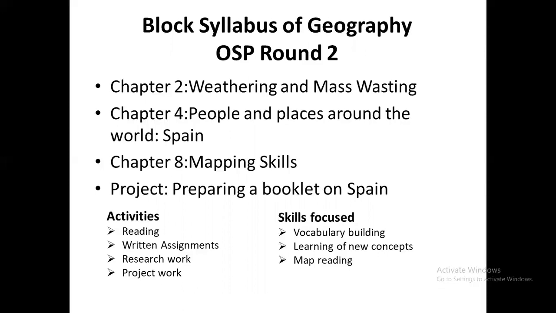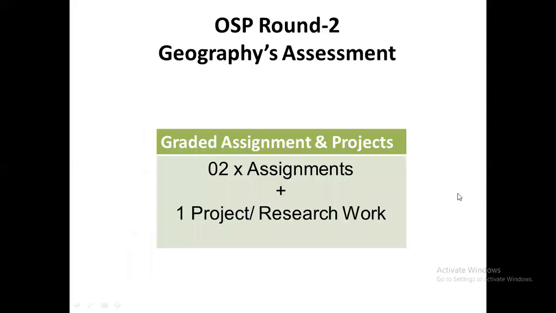You will carry out the following activities. You will be doing reading of these chapters. We will assign you written work also. You will be assigned research work and project work as well. Through these activities, we want to build your vocabulary. You will come across new and difficult words, and you will learn their meanings and their use as well. You'll be learning new geographical concepts, and you have been reading maps formally since grade 4 when social studies was introduced, and you have studied it in grades 4, 5 and 6. Now these mapping skills will be built further.